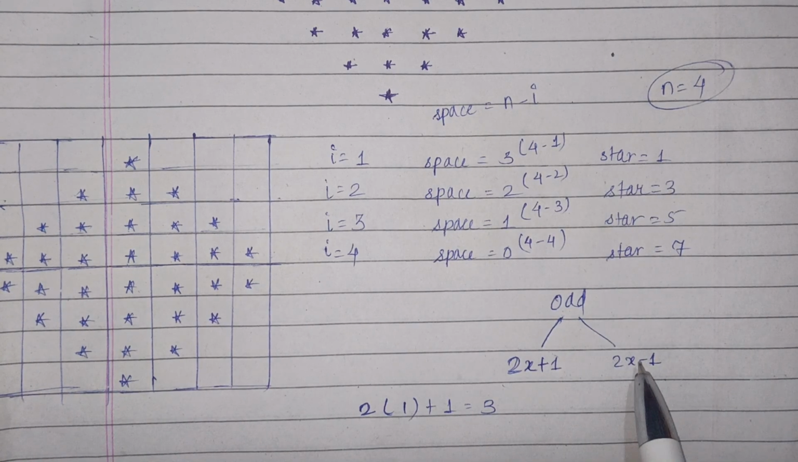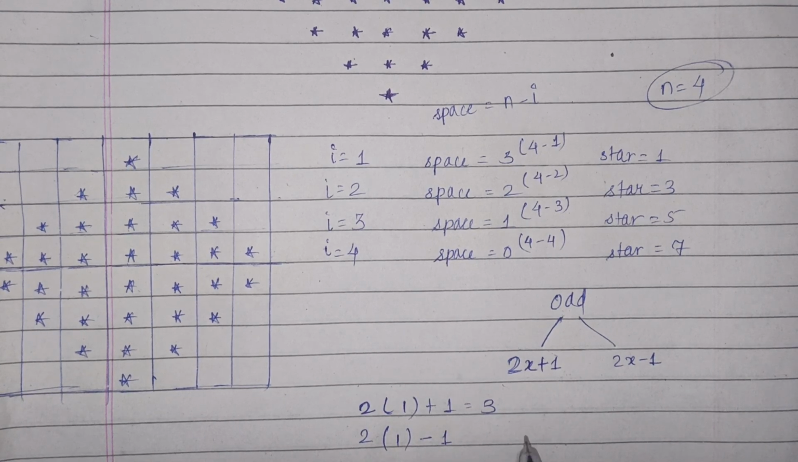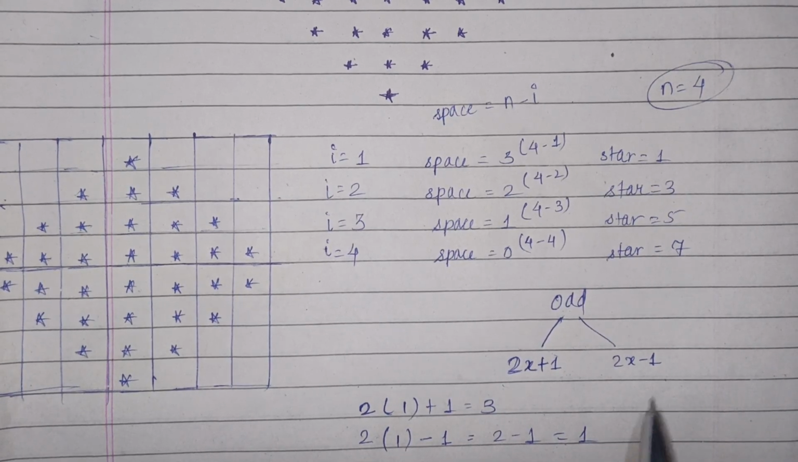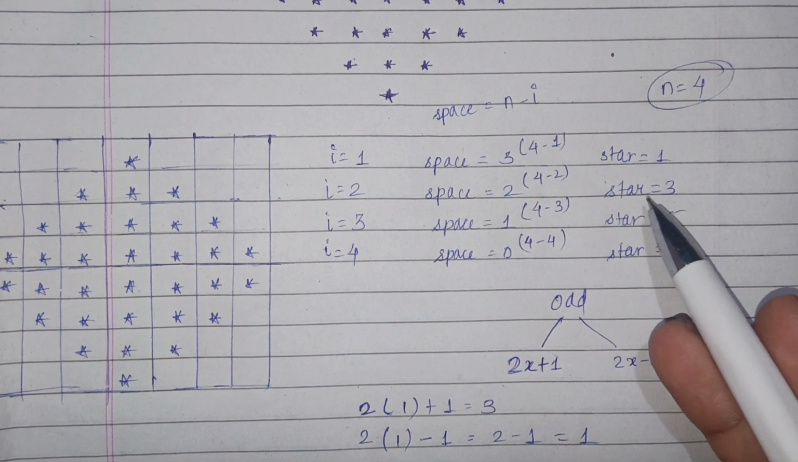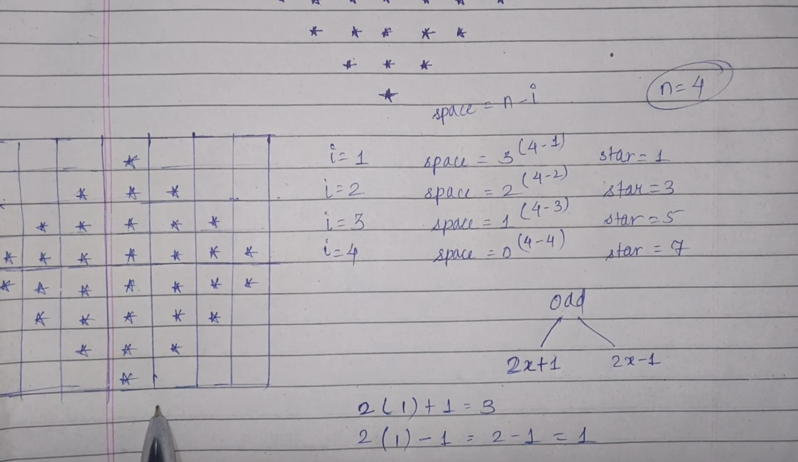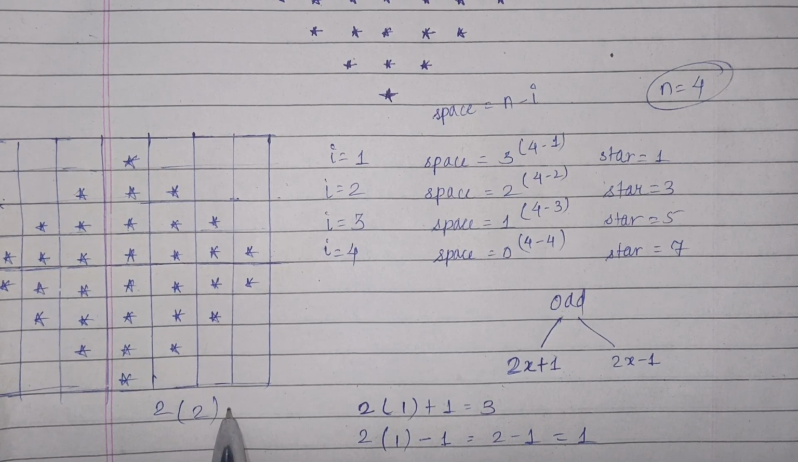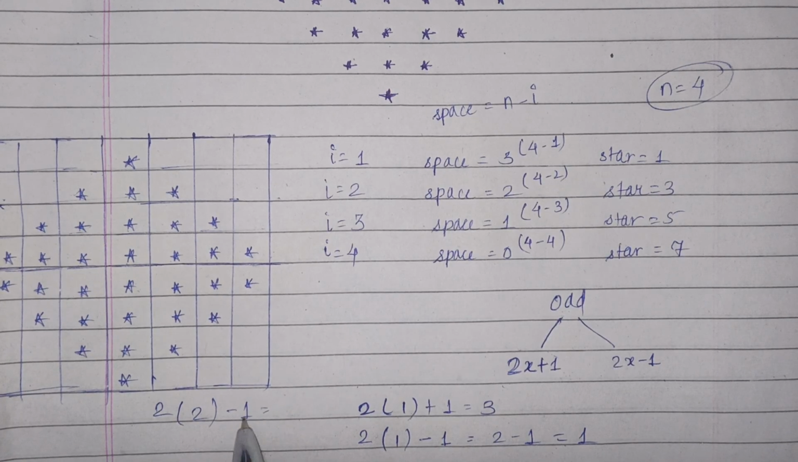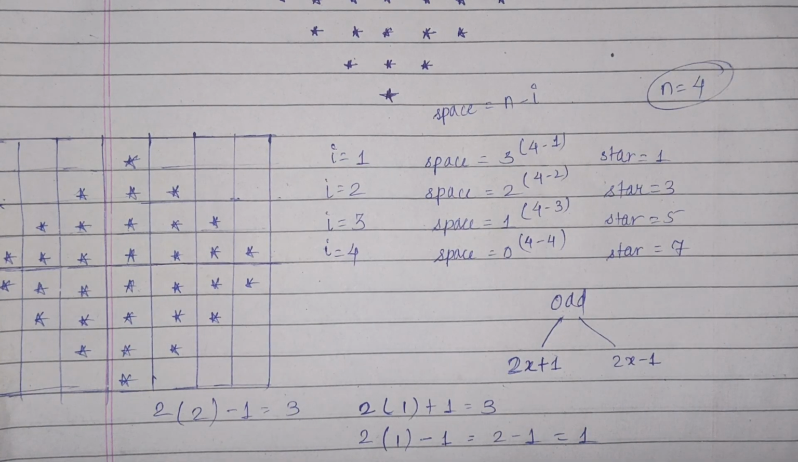So let's check for this. 2 into 1 minus 1. So 2 minus 1 means 1. So yes, for the first line it is fitting. Now let's check for line number 2. For 2 into i, the value is 2, minus 1. 4 minus 1 is 3, so we have to print 3 stars. Similarly for the other lines also.